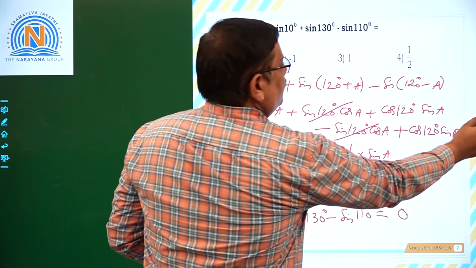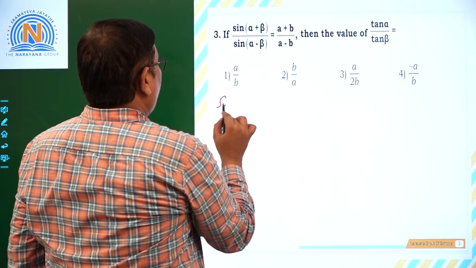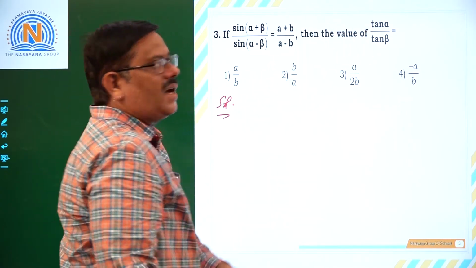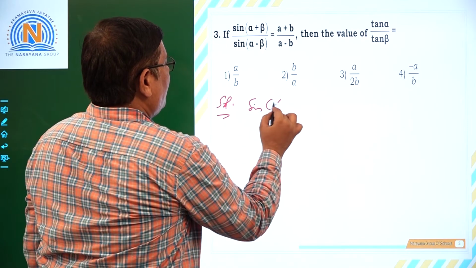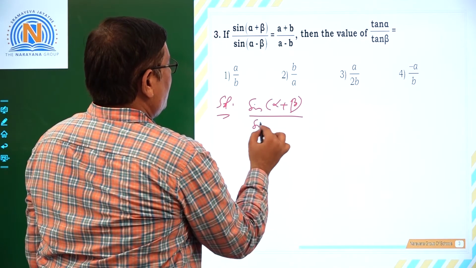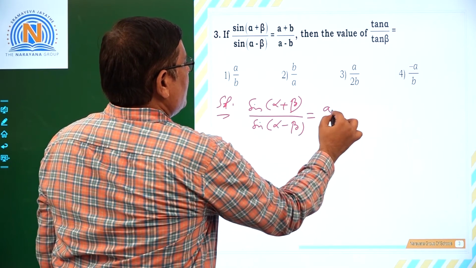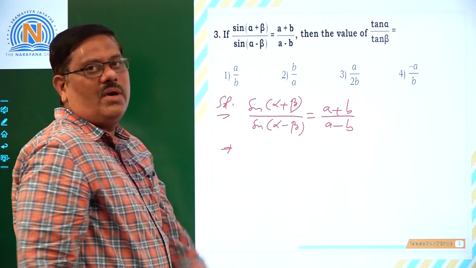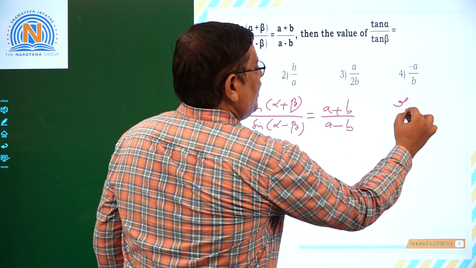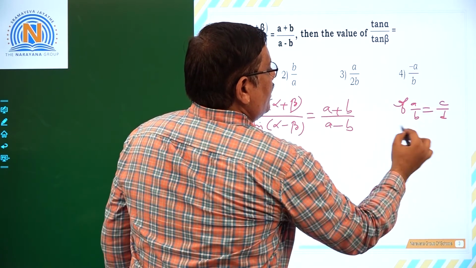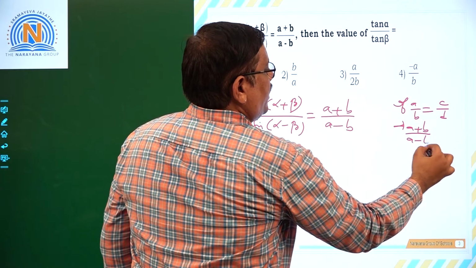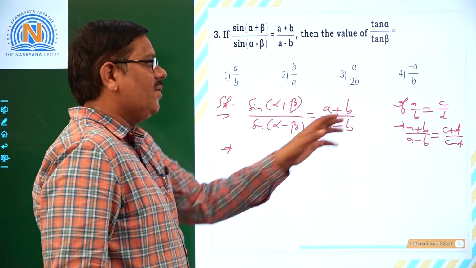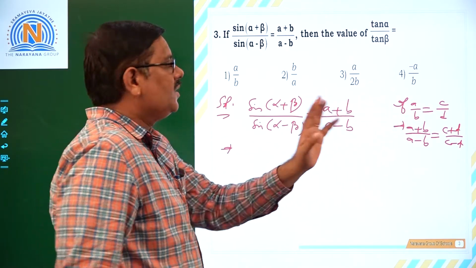Okay, let us see the next question. Sin(alpha plus beta) by sin(alpha minus beta) is (a plus b) by (a minus b). Then the value of tan alpha by tan beta. We can use the componendo and dividendo property here. What is componendo dividendo? If a by b is equal to c by d, then (a plus b) by (a minus b) is equal to (c plus d) by (c minus d).